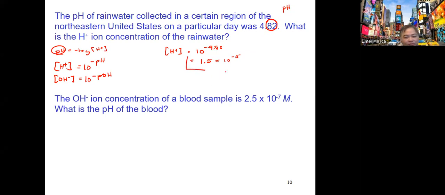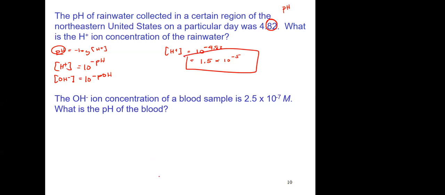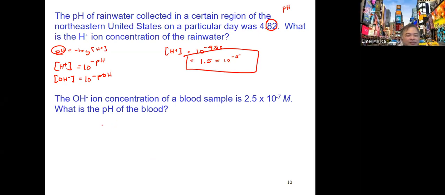Gets ba? Yes po, sir. Now let's go here. Now this one, kukunin mo muna yung pOH. Tapos kapag nakuha mo na yung pOH, kukunin mo yung pH. Gamit yung relationship 14 is equals to the sum of pOH and pH. So ano yung pOH mo dito?